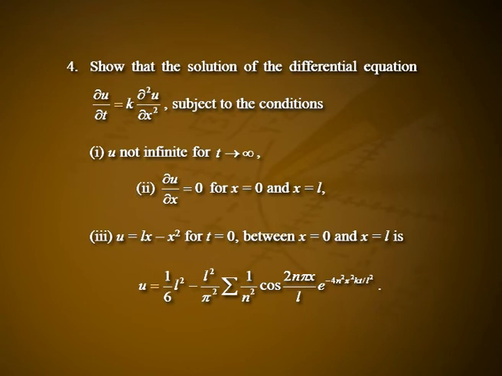Fourth one, show that the solution of the differential equation dou u by dou t is equal to k into dou square u by dou x square subject to the conditions: first one, u not infinite for t tends to infinity; second one, dou u by dou x is equal to 0 for x is equal to 0 and x is equal to L; and third one, u is equal to Lx minus x square for t equal to 0 between x is equal to 0 and x is equal to L, is u is equal to 1 by 6 into L square minus L square by pi square into summation 1 by n square cos 2n pi x by L into e raised to minus 4n square pi square kt by L square.